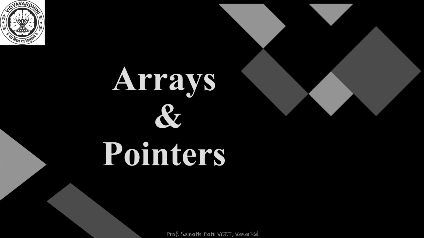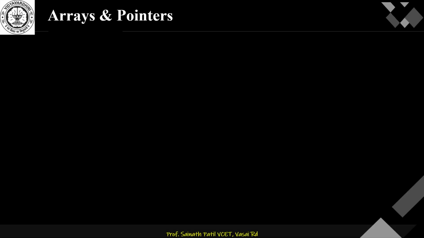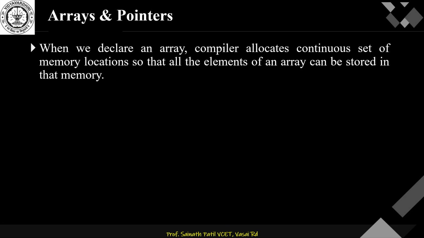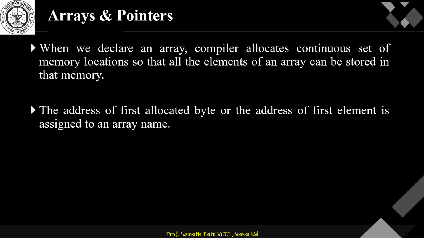Here we will learn arrays and pointers. As we know, an array is a collection of similar data type elements stored in consecutive memory locations by a common name, and a pointer is a variable that stores the address of another variable. So when we declare an array, the compiler allocates a contiguous set of memory locations so that all elements of an array can be stored. The address of the first allocated byte, or address of the first element, is assigned to the array name.